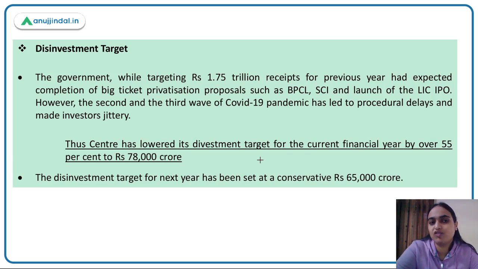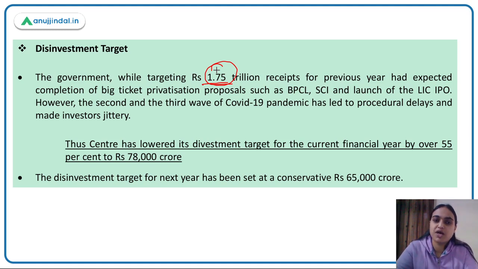Last thing that I want to cover from the budget is the disinvestment target. Now, government disinvests to raise funding which can be invested in different areas. It also disinvests to give a boost to the private sector, which can help utilize government lying assets in a better manner. Last year's budget target was around 1.75 lakh crores, but that target was not fulfilled. It was expected that BPCL and SCI would be privatized and the LIC IPO would come, but there were a lot of procedural delays due to COVID, because of which this disinvestment target was not met.